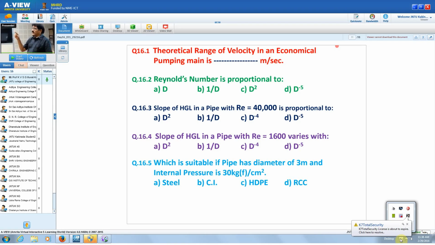P1 by W plus V1 square by 2G plus Z1 is equal to P2 by W plus V2 square by 2G plus Z2 plus HF. In this particular case, it is not applicable. For all these 15 problems, this will not come. But in any problem, whether it is required or not, first write down.